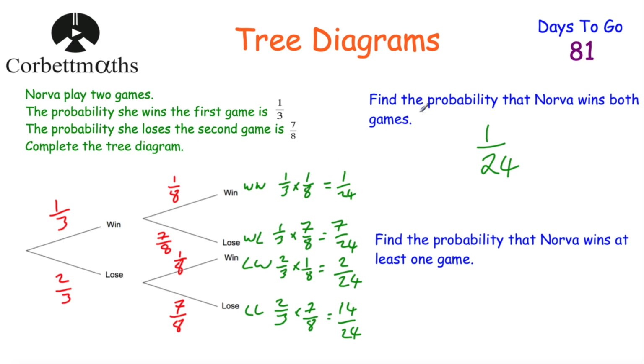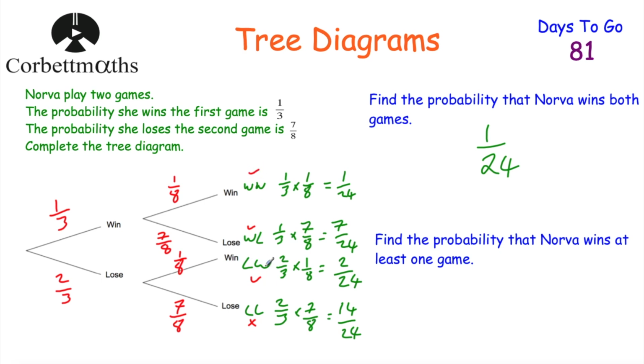So the first question says, find the probability that Nova wins both games. That's a win and a win, so that's 1/24. Fantastic. Okay, next we're asked to find the probability that Nova wins at least one game. So at least one means not losing both. Losing both is not going to work. A lose and a win, that would work. A win and a loss, that's at least one game. And a win and a win, that's at least one game.